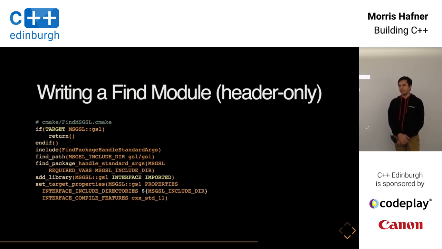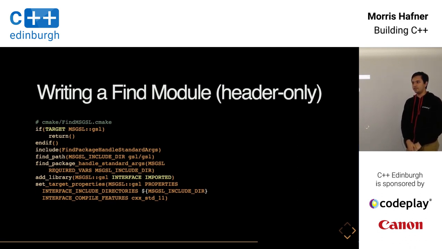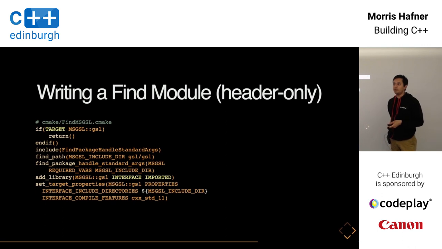One question: if you're using some other library and you come across one of these find modules, is there any way to ask the find module what target it returns or what it makes available, without looking at the file? No, because there is no standard. This is the way you should write it, but not everyone does it. Especially the target thing is a very recent addition. That's the modern CMake part. When you're looking at older or unmaintained modules, you often see that it just defines a set of variables like MSGSL_INCLUDE_DIR or MSGSL_LIBRARY if it was a compiled library, and then you need to pass those variables around. This is what makes it so messy.